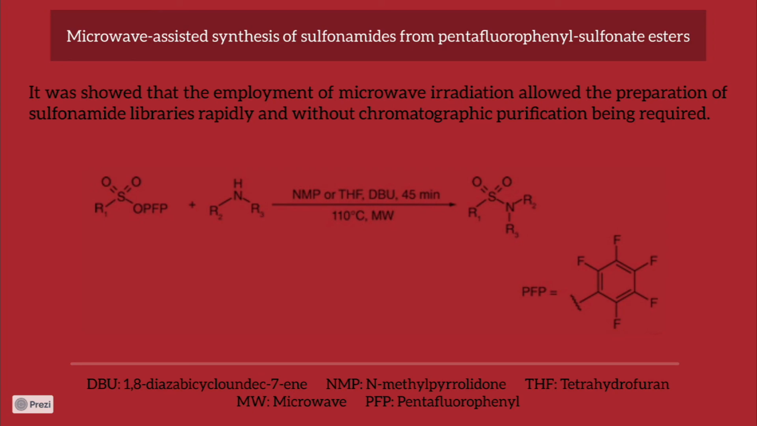Microwave-assisted synthesis of sulfonamides from pentafluorophenylsulfonate esters. A convenient preparation of sulfonamide is the microwave-assisted displacement of pentafluorophenylsulfonate esters with amines. The pentafluorophenylsulfonate esters were easily prepared from the parent sulfonic acids. It was shown that the employment of microwave irradiation allowed the preparation of sulfonamide libraries rapidly and without chromatographic purification being required.